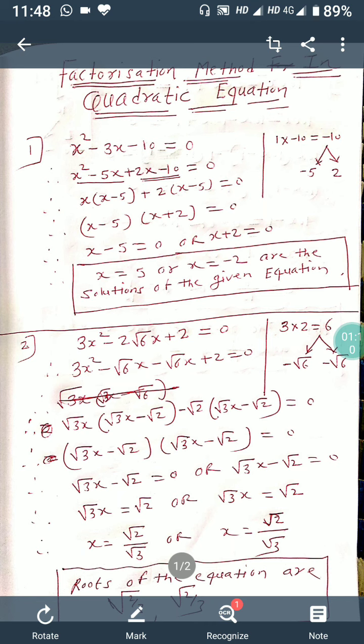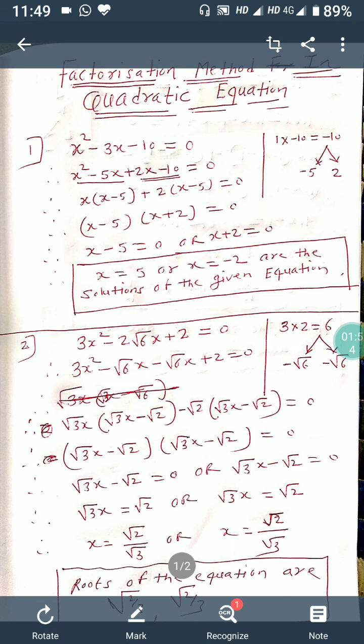First thing, you have to see the coefficient of x square. Here the coefficient of x square is 1 and the constant term, that is the third term, is minus 10. So you should take the product of the coefficient of the first term and the last constant term. Here at the RHS I have written 1 into minus 10. Product is what? Minus 10. Now you should find two numbers whose product is minus 10 and whose sum is negative 3.